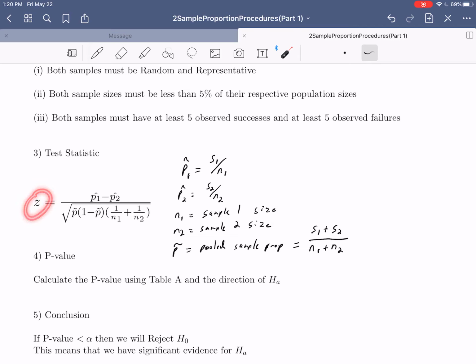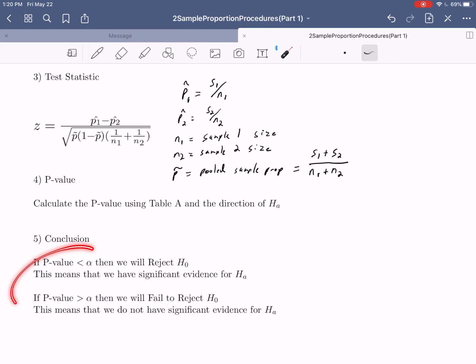Because this is a z-test statistic, you'll be using table A, the normal distribution, and of course you'll need to use the direction of the alternate, whether it is right-sided, left-sided, or two-sided. For the conclusion, this piece never changes. If the p-value is less than alpha, we will be rejecting H0, which means we have significant evidence for our claim. If the p-value is larger than alpha, we will fail to reject H0, and that means we will not have evidence for our claim for HA.